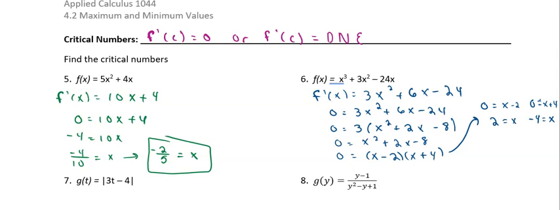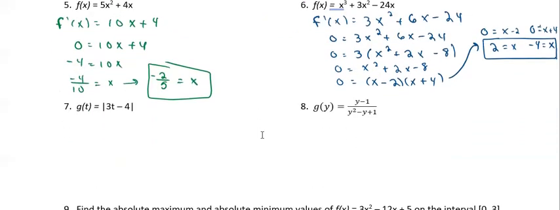Again, continuous function. There's no denominator issues, there's no gaps, there's no jumps, so we're okay. So it looks like x equals 2 and x equals negative 4 will be our critical points, our critical numbers. Let's try the next one.